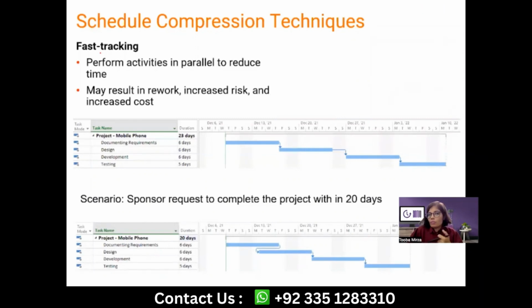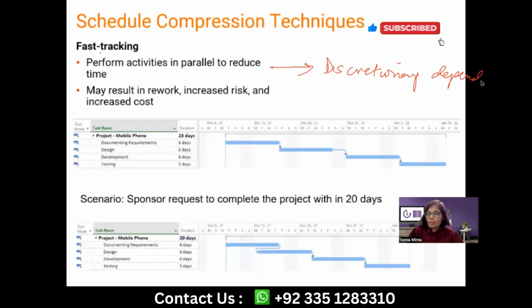Fast tracking is start to start, running some activities in parallel, start to start. Fast tracking is a possibility only when a discretionary dependency exists. For hard dependencies or mandatory dependencies, fast tracking is not a possibility.